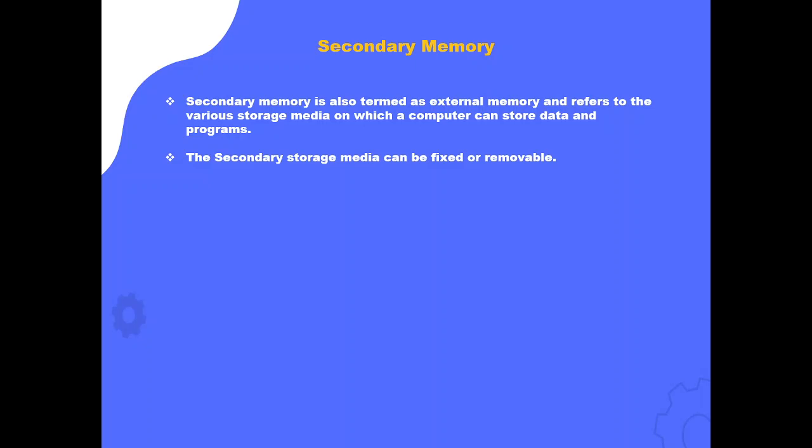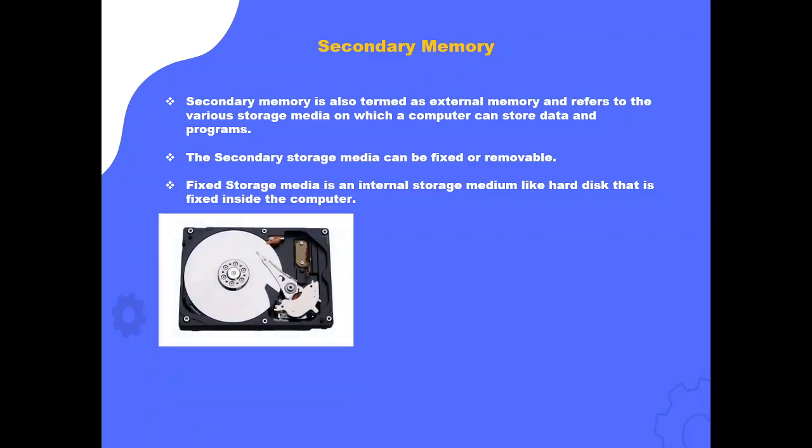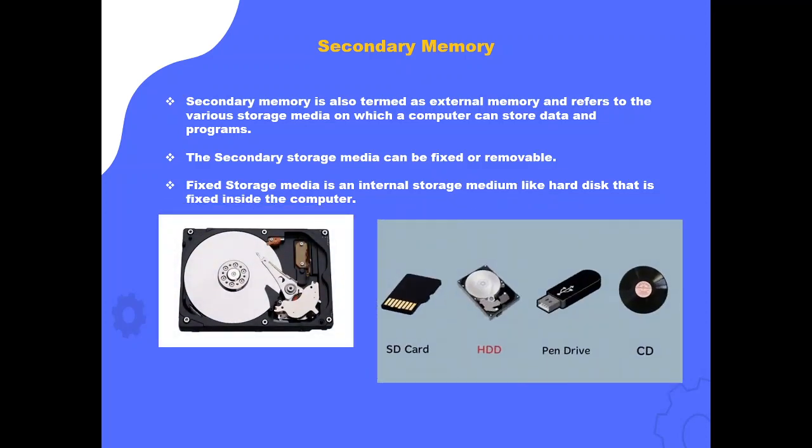A removable disk is also known as secondary memory removable disk. Fixed storage media is an internal storage medium, like a hard disk, that is fixed inside the computer. These are examples of secondary memory: SD card, HDD, pen drive and CD. These are the main examples of secondary memory.